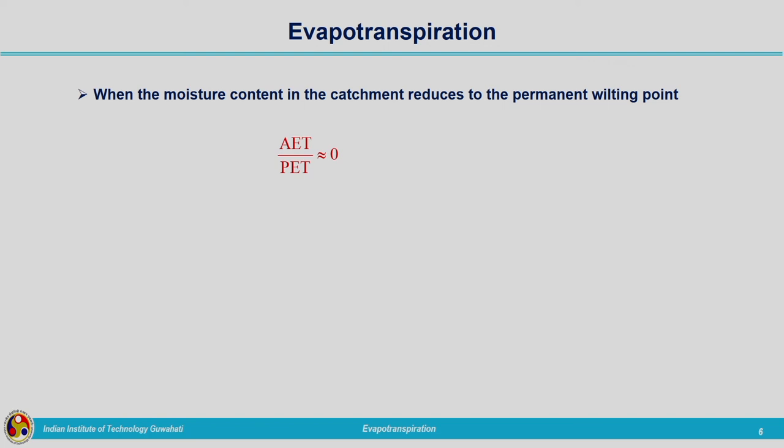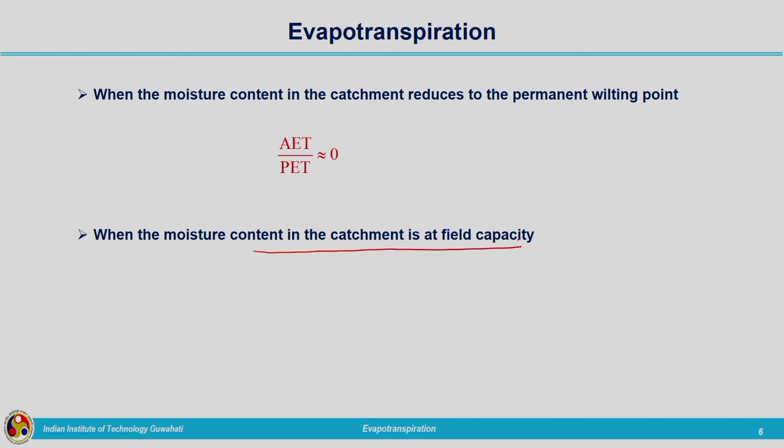Now, take the condition in which we have a sufficient amount of water present in the soil. When the moisture content in the catchment is at field capacity, then AET divided by PET, when we compare the actual evapotranspiration and potential evapotranspiration, both will be the same.